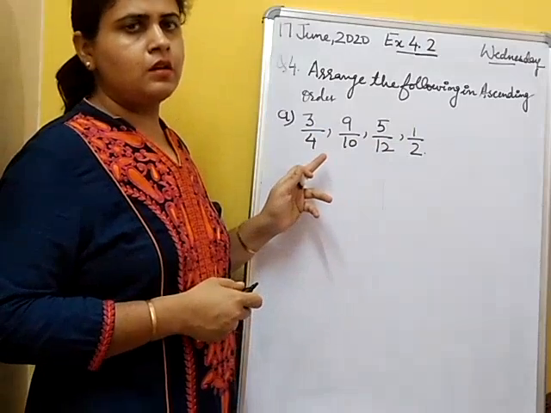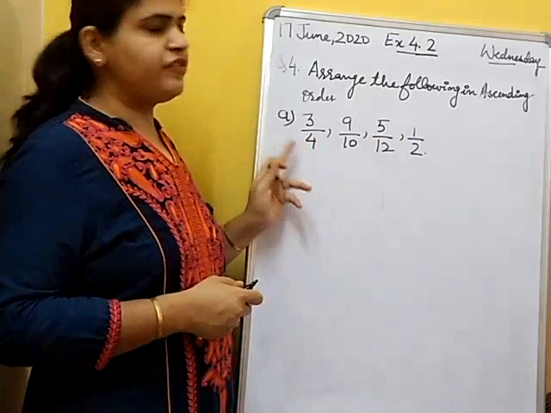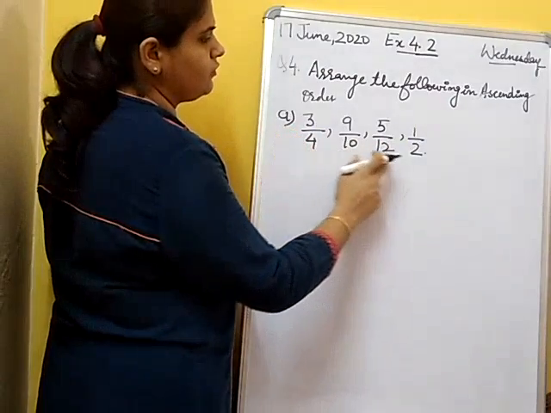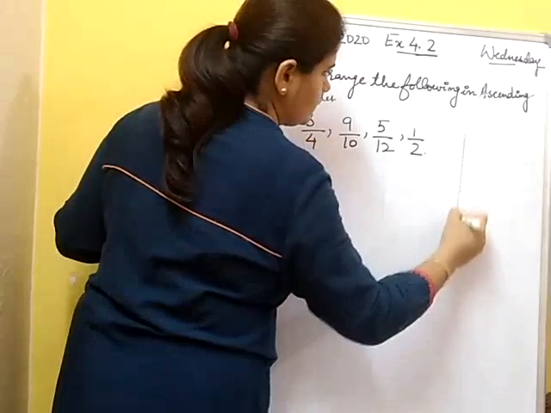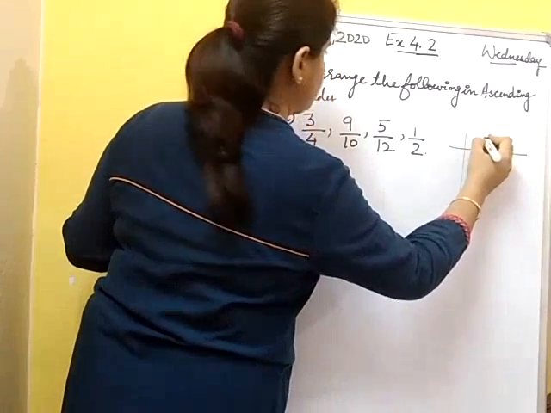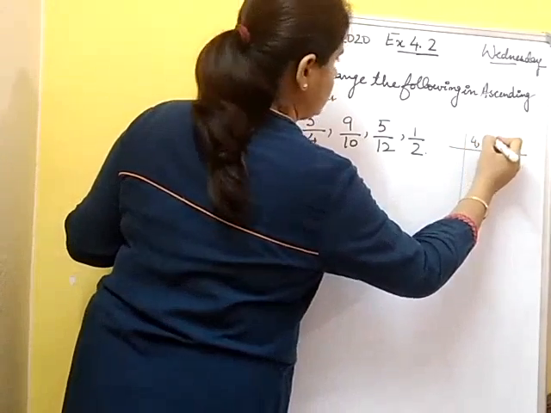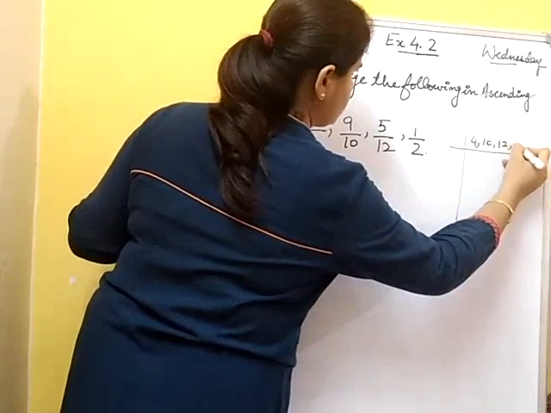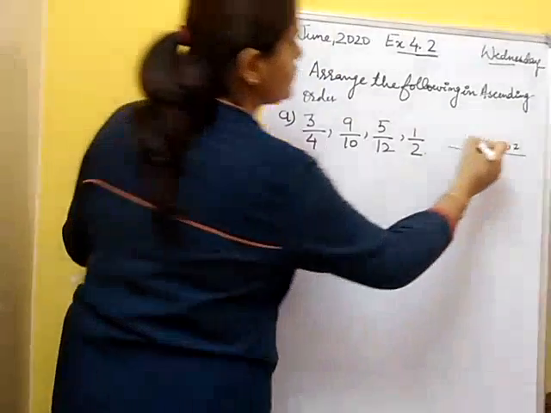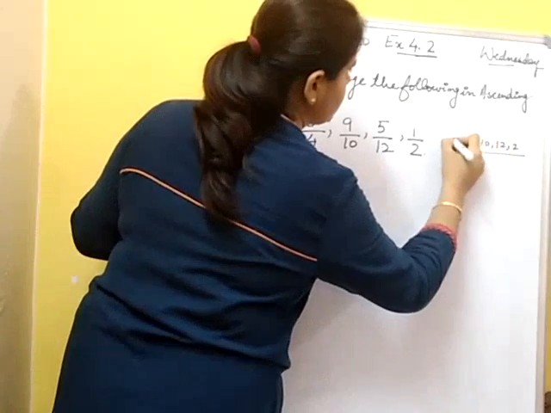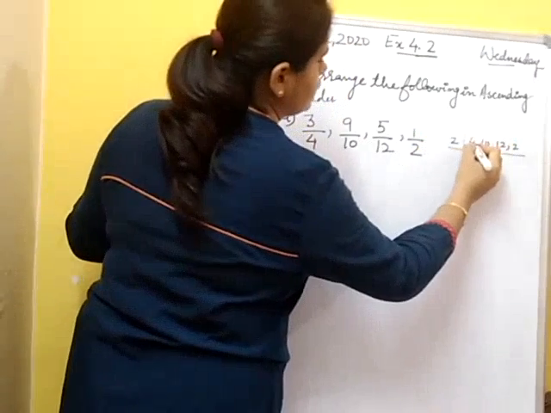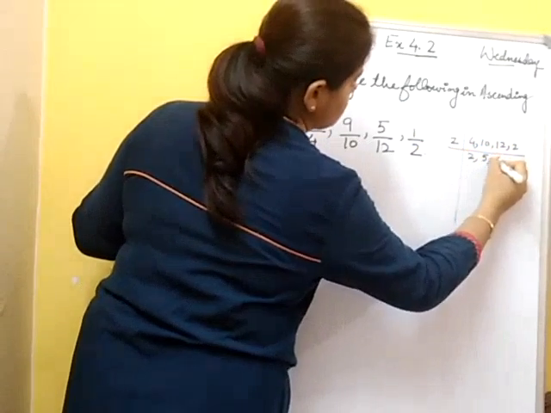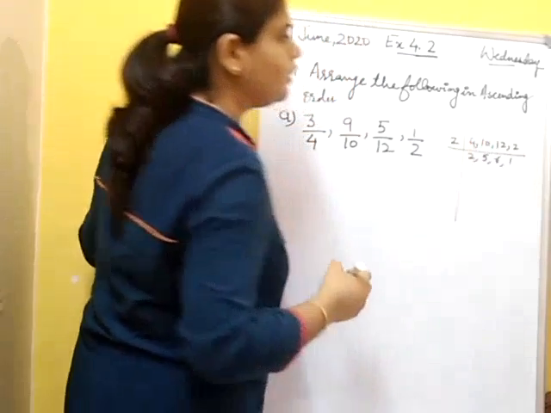So we will make these fractions like fractions by taking the LCM. We will take the LCM of the denominators. The denominators are 4, 10, 12 and 2. So we will start with the smallest prime number, which is 2. 2 4s are 4, 2 5s are 10, 2 6s are 12, and 2 1s are 2.